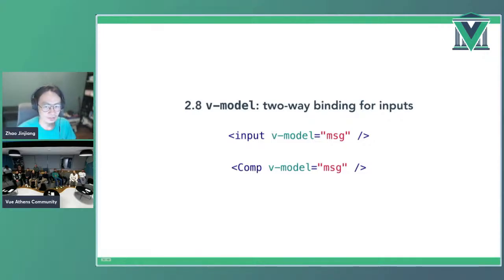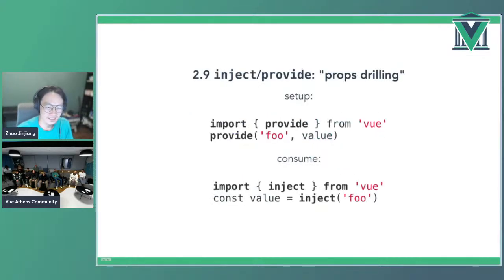The concept is from the MVVM architecture, which allows you to easily keep the data reactive and in sync between the view and the model. That's particularly useful for web form inputs. I believe every Vue developer will agree with that. Then the third one is the inject and provide API pair, which is an easy way to achieve what we call prop drilling.